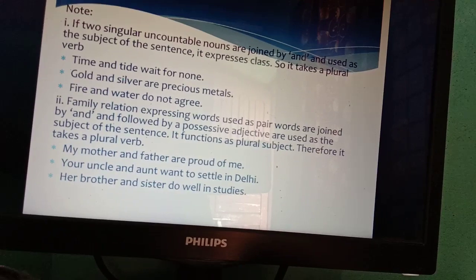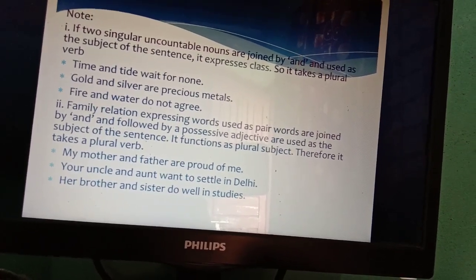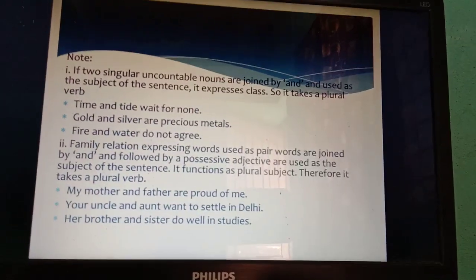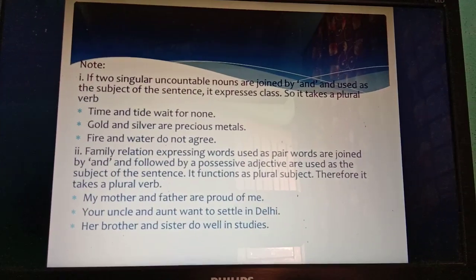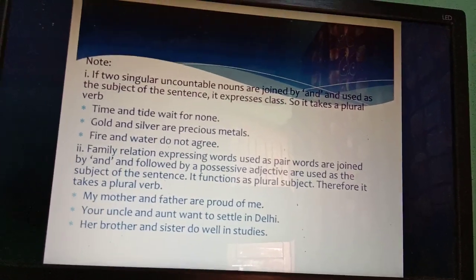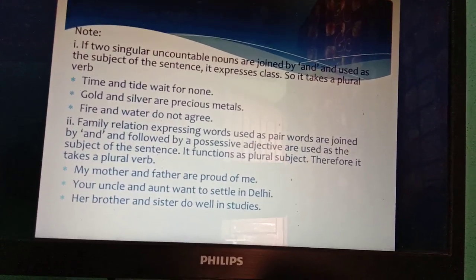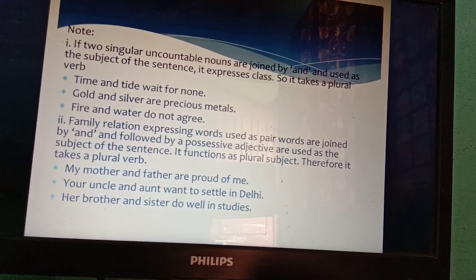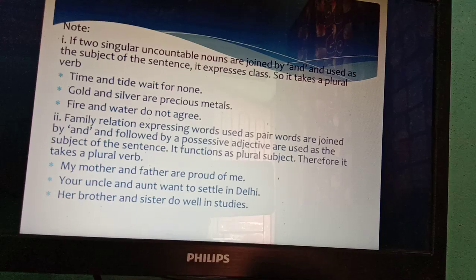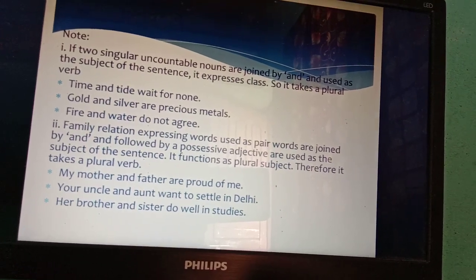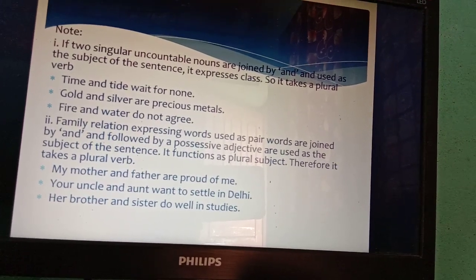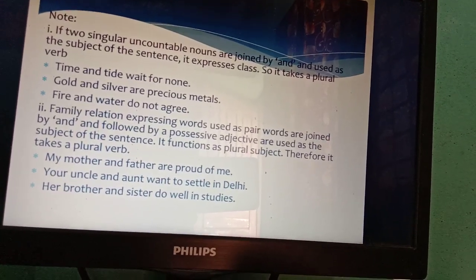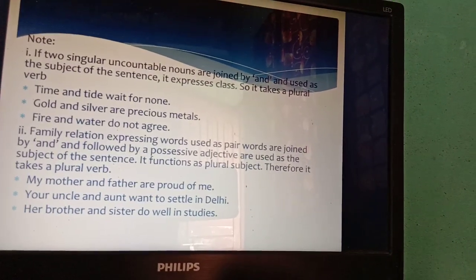We cannot say time and tide waits for none. Actually, time and tide waits for none was used in olden English, but according to present English grammar, it is wrong. Gold and silver, same. Gold and silver are measurable elements, therefore expressing a class as a whole. The gold and silver are precious metals. Fire and water do not agree. So these are the first note rules.